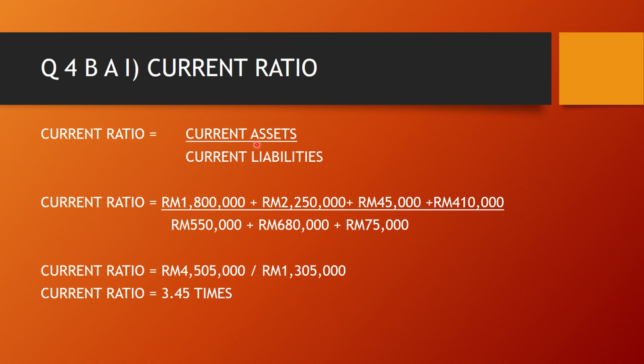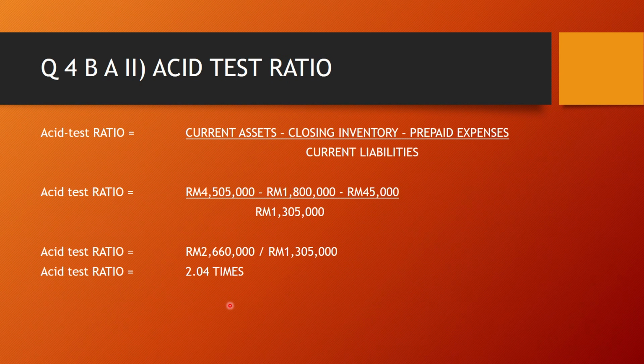And current liabilities consist of other payable at 550,000, and then trade payable at 680,000, and accrual at 75,000. Total liabilities are 1.305 thousand. The answer for current ratio is 3.45 times. Next is acid test ratio.